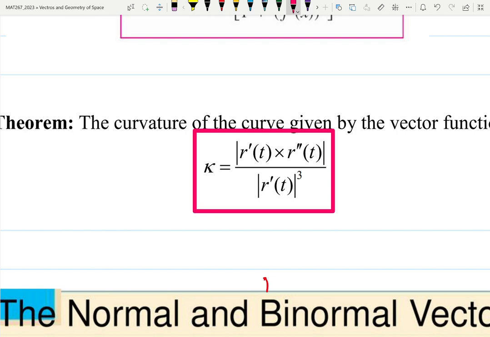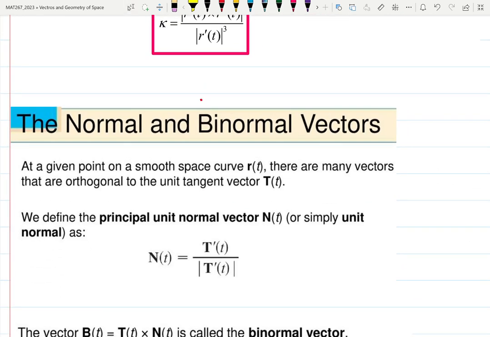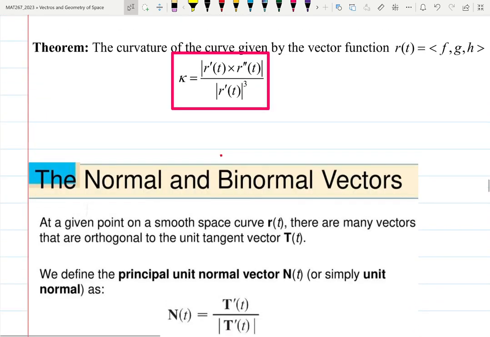So that's one of the cool properties in the new formula to memorize, unfortunately. And then we're going to practice it in a second after we define more things. Today, lots of theory, more theory than actual examples. I will try to give more examples on Thursday. Now, let's introduce the T, N and B vectors.